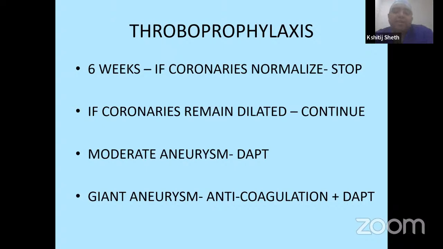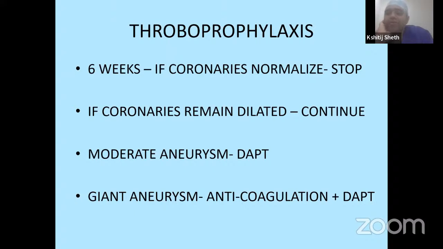At the end of 6 weeks or 8 weeks, if the coronaries are normal, we just stop the aspirin. Sometimes, in addition to dilatation, you might have what is called an aneurysm, where a particular area of the artery is very dilated while the proximal and distal parts are normal. If the coronaries are dilated, then continue aspirin until such time as the coronary dilatation persists.